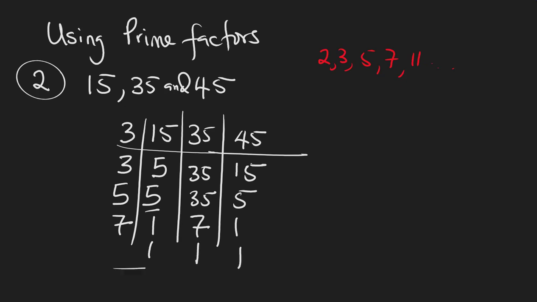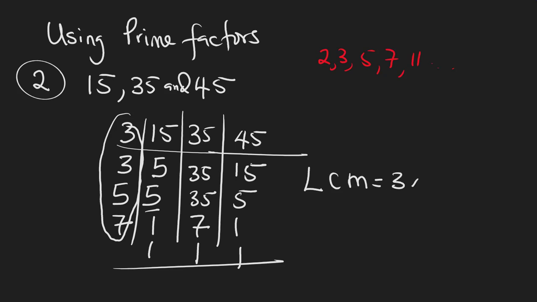Since they are now all 1, we are free to multiply the prime factors. LCM is equal to 3 times 3 times 5 times 7, right? And 3 times 3 times 5 times 7 is equal to 315. So this is the lowest common multiple of 15, 35, and 45.